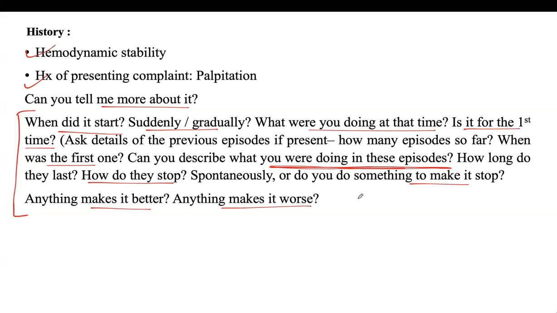Okay, so you asked about palpitations. So ask about all these important questions. Find out how many times this happened, how long each of these episodes lasts, what brings it on, and how they stop: spontaneously, or you need to do something about it. Okay.